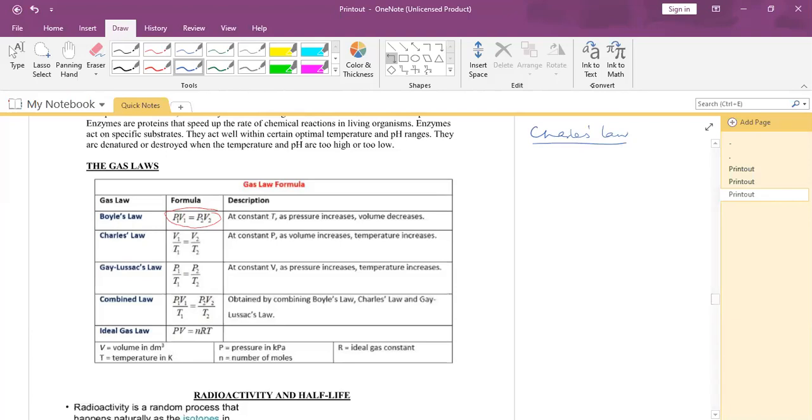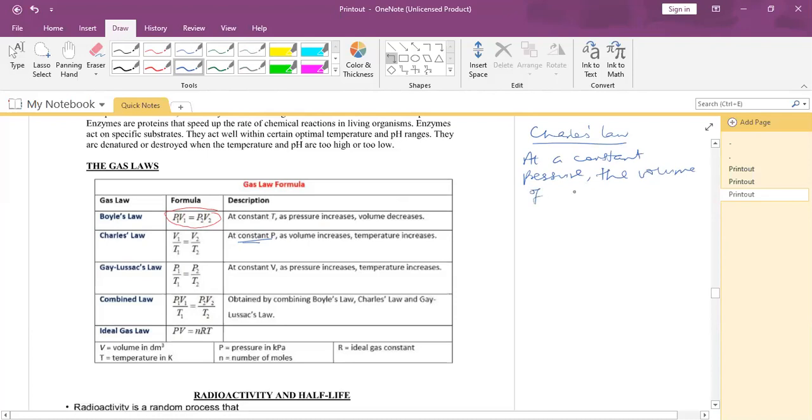So Charles' law says that at a constant pressure, this time the pressure is constant, the volume of a gas varies, this time the word is varies, directly as the temperature. So here we have what we call the direct variation.